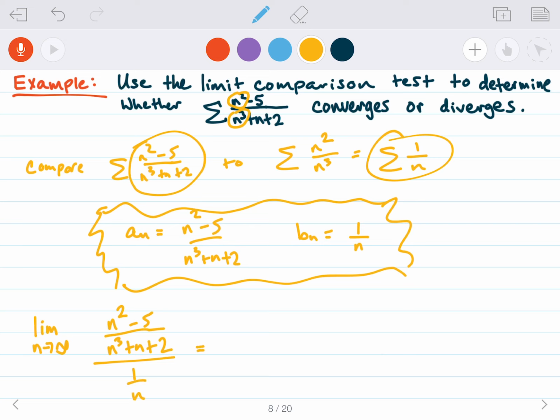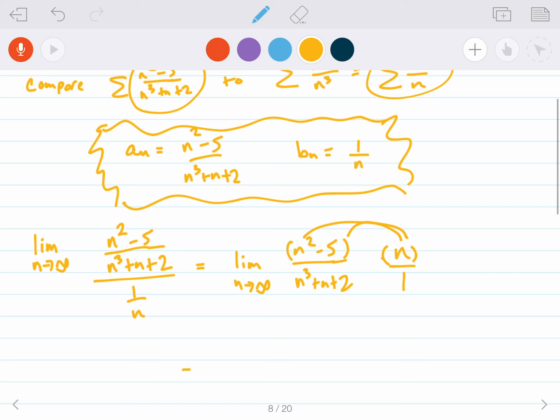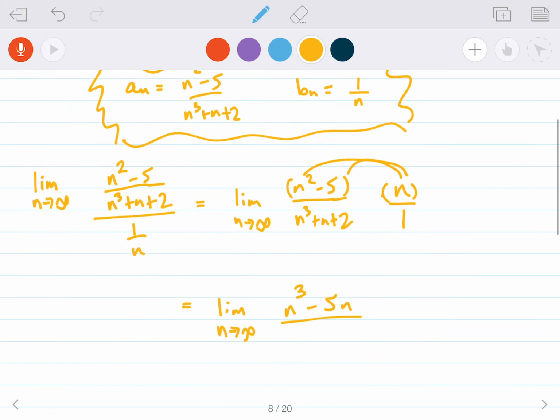Now let's clean it up. So we have the limit as n goes to infinity of n squared minus 5 over n to the 3 plus n plus 2. And we're dividing by 1 over n, which means we're multiplying by n over 1. And so we have to multiply n times this guy, so we have to distribute. So let's do that, clean it up. So we have the limit as n goes to infinity, n times n to the second power is n cubed, minus 5n, all divided by n to the 3 plus n plus 2.